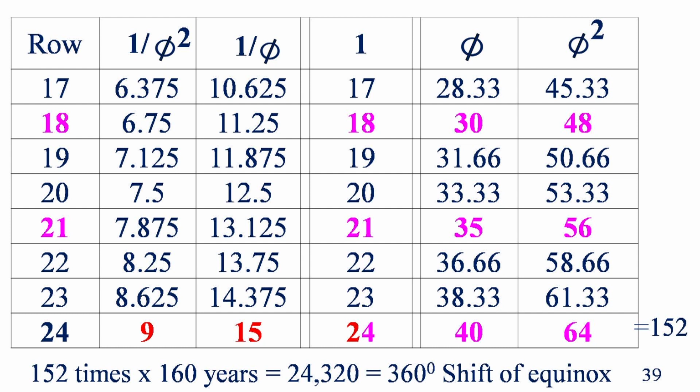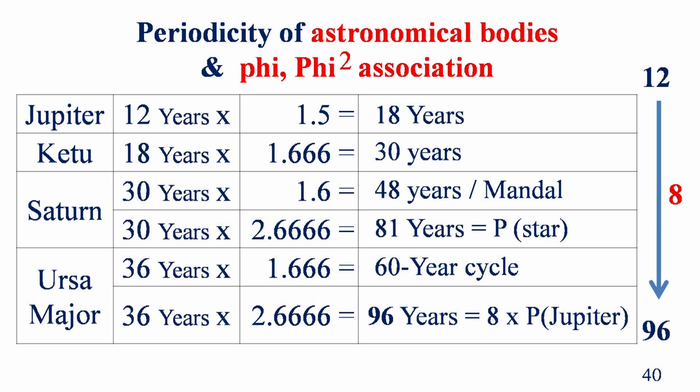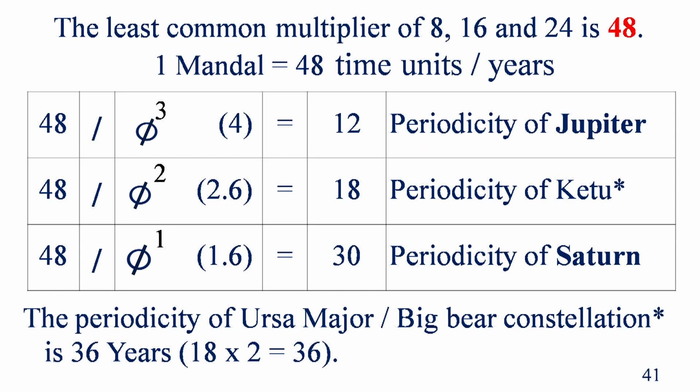The least common multiplier of 3 and 8 is 24. The Indian national flag has the time wheel with 24 spokes. The periodicity of astronomical bodies and pi square association is given. The least common multiplier of 8, 16 and 24 is 48. The time duration refers to the periodicity of Jupiter and Saturn.